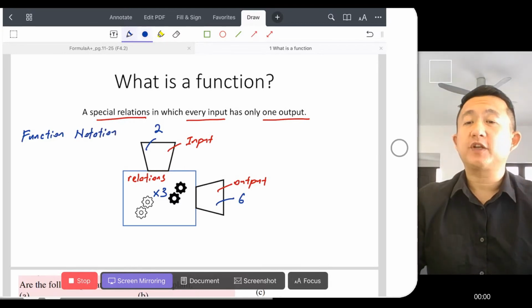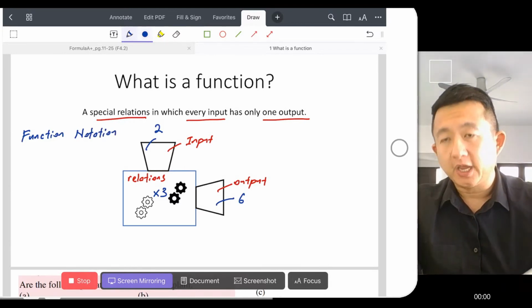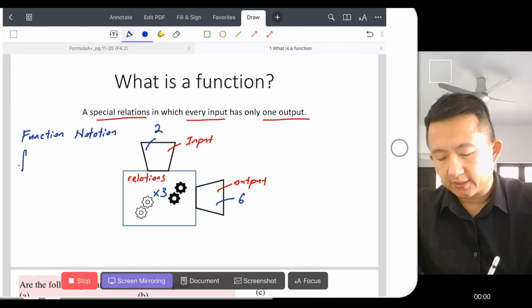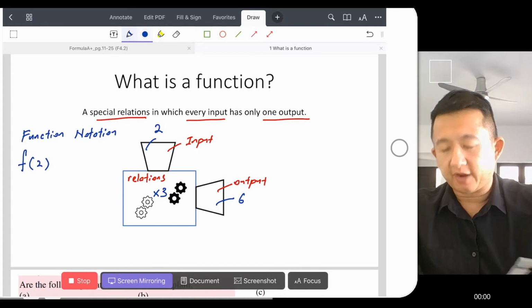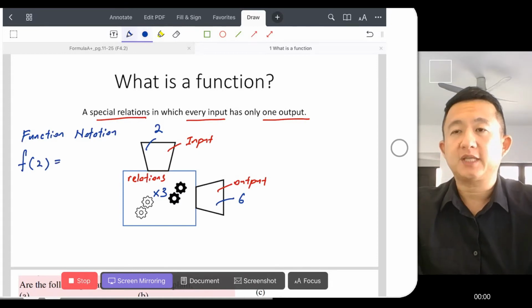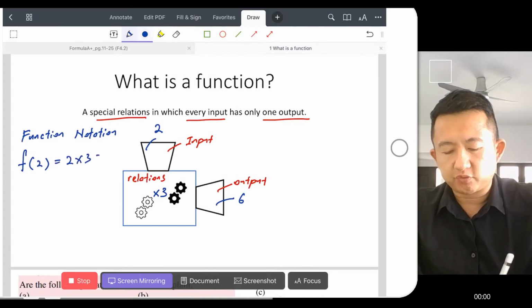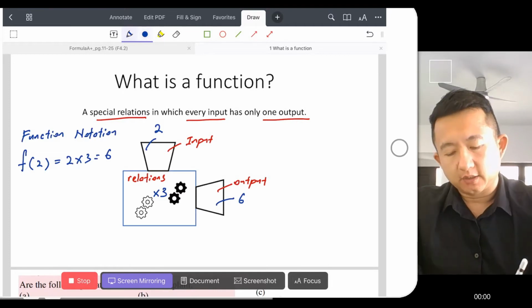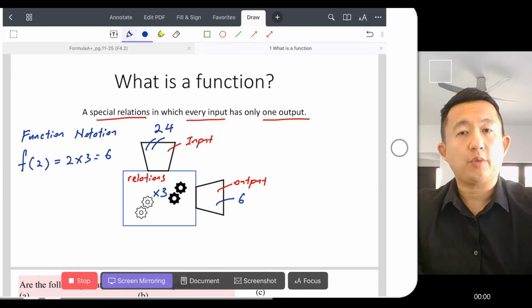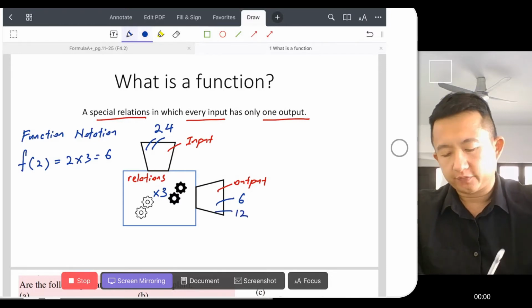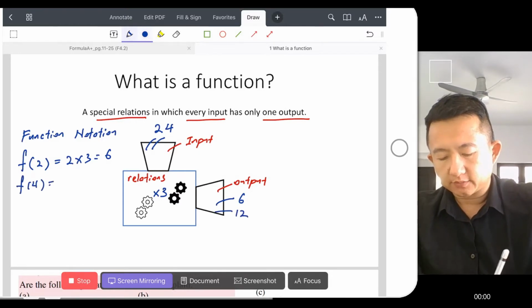How do we write it? First, we need to write the name of the function, usually represented by the letter f, brackets, the input, so we have 2 here, and the process 2 multiplied by 3, the output is 6. Likewise, if I were to put 4 here, what is my expected output? Right, I have 12. So this is how you write.